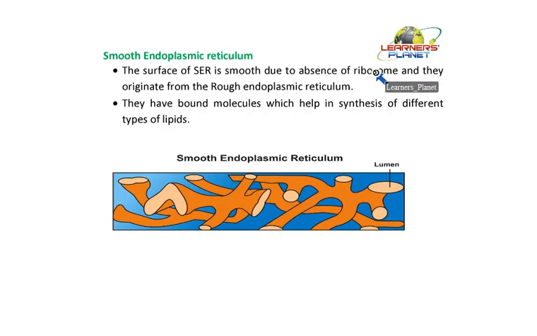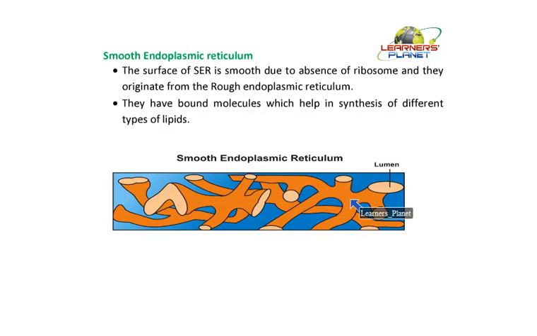But the membrane, although it lacks ribosomes, contains various other enzymes which are involved in the synthesis of different types of lipids. There are so many kinds of lipids, and all these are actually synthesized by the smooth endoplasmic reticulum. The raw material is present within the lumen, or it is transported from the surrounding region, that is the cytoplasm or other organelles.